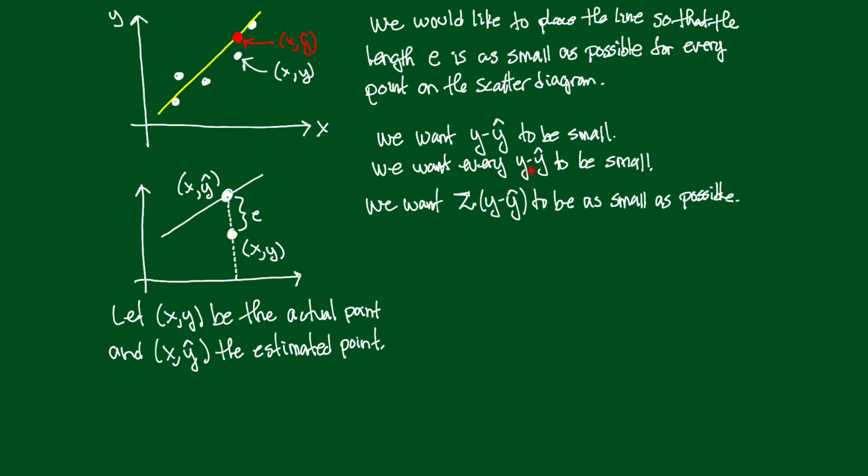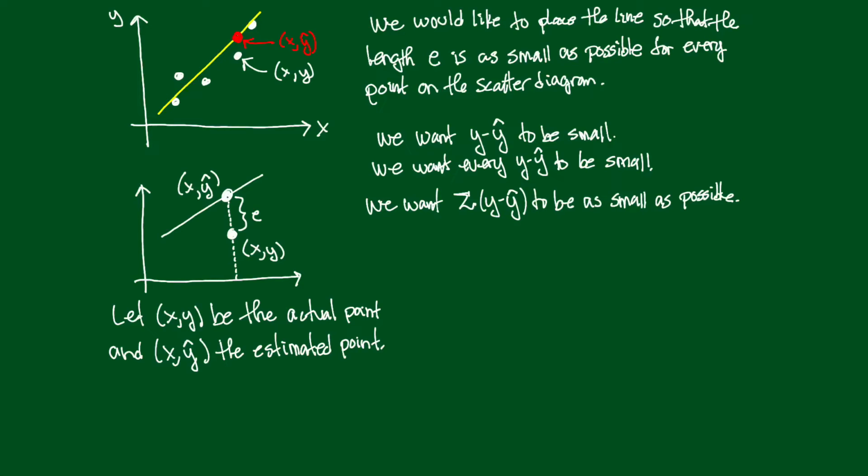So if I got all of these small, I have a bunch of these distances, so what if I added up all those distances? I want that to be as small as possible. I got all these individual distances, add them all up, I still want that to be a small number. So we want the sum of y minus y hats to be as small as possible.